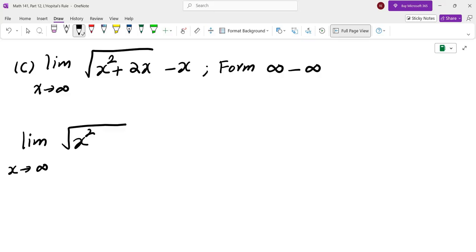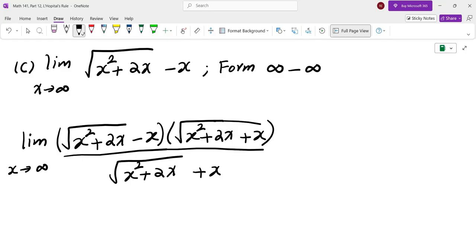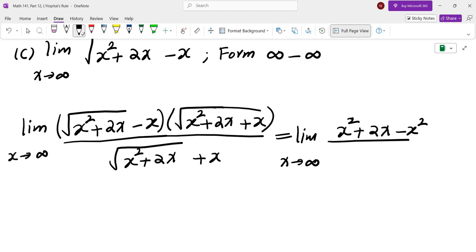So what works here is to multiply by the conjugate. So we're going to multiply both numerator and denominator by the conjugate of this, which is root x squared plus 2x plus x on top, and the same thing at the bottom. That would simplify the numerator, and it turns this difference, which was really the problem here, into a sum. Okay, so the numerator becomes x squared plus 2x and then minus x squared. And the denominator is root x squared plus 2x plus x.